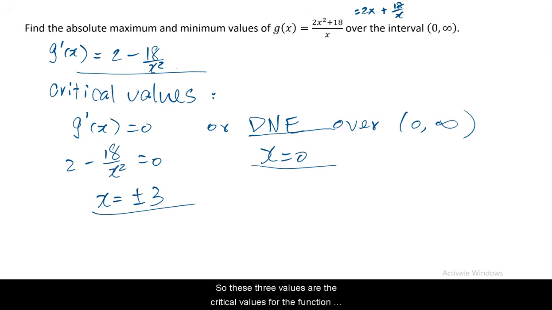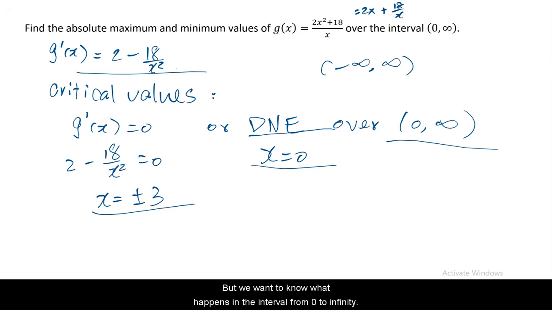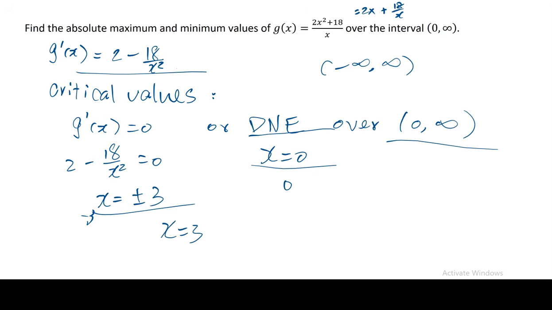So these three values are the critical values for the function g of x over all real numbers, basically from negative infinity to infinity. But we want to know what happens in the interval from 0 to infinity. Well, in that case, we only have one critical value in that interval, which is x equals 3, right? Because negative 3 and 0 are not in this interval. Right, so only one critical value here.